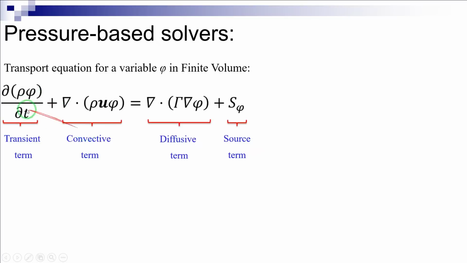The first term is the transient term, which shows the rate of change of phi. The second term indicates the convective term, which shows the transport of phi by the fluid flow motion. And the third term is the diffusive or viscous term. Finally, we have the last term, which is the source term. Phi here can be any variable such as velocity, pressure, turbulence, or energy.